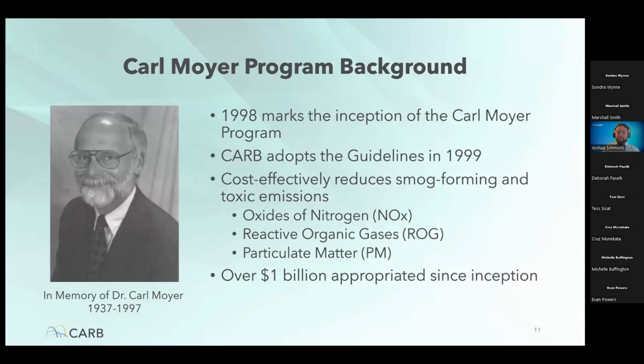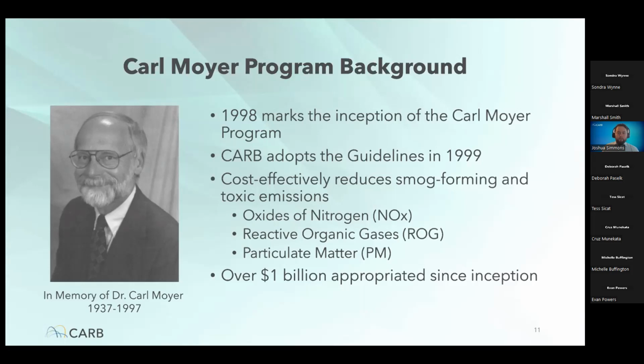Program development started in 1998, and in 1999, the board officially adopted the guidelines. Since then, it has been updated in 2005, 2008, 2011, and 2017. Smaller updates, such as updating a specific chapter, also occurred through the years. The program was driven first by cost-effective NOx reductions, but has since expanded to include ROG and PM as well.